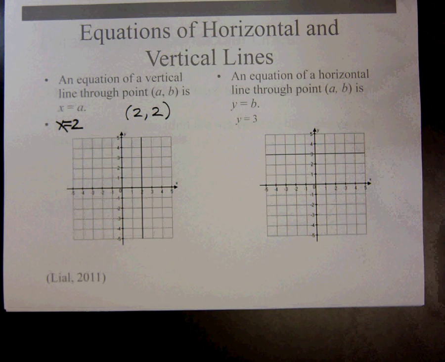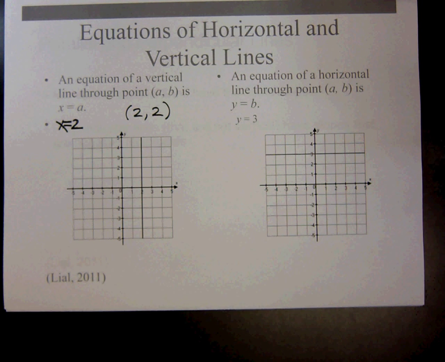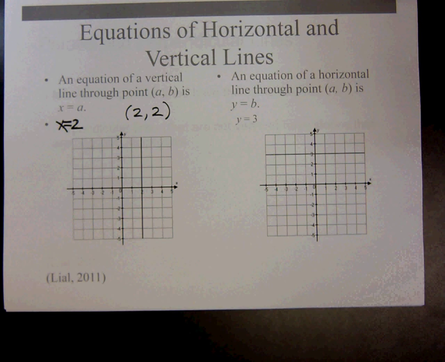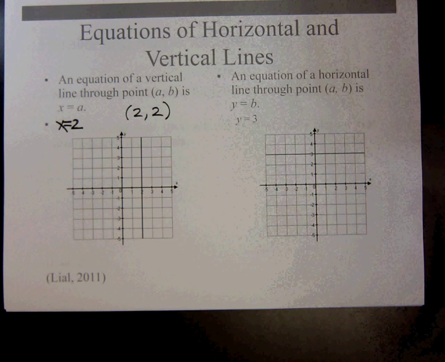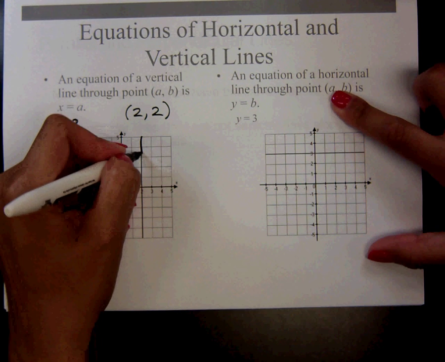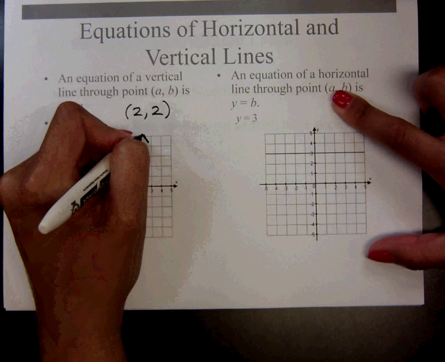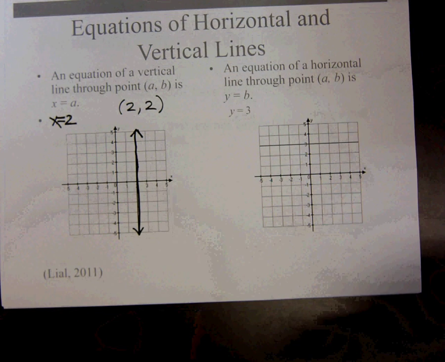Vertical lines will only have the variable x. If you notice, they don't have an x and a y. If the line has a slope, it will have an x and a y. If the line is vertical, it will only have which variable? X. So that means if it's horizontal, it will only have y. Horizontal and vertical lines only have one variable. If it is vertical, it is x equals. So this is how I would graph the vertical line that passes through the point (2, 2). Okay?